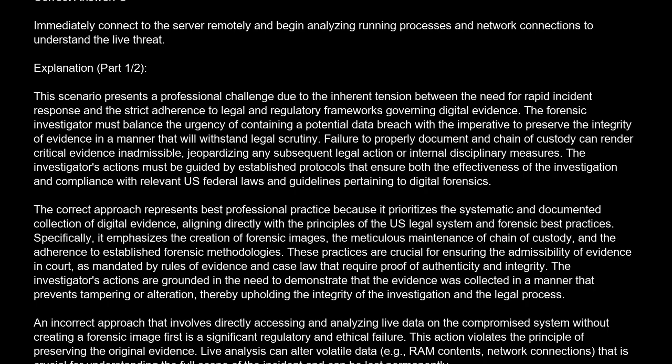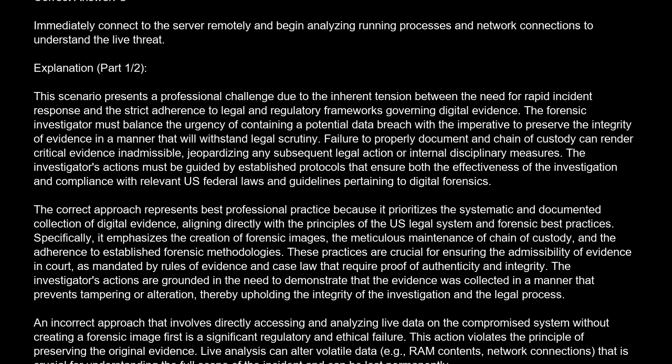the strict adherence to legal and regulatory frameworks governing digital evidence. The forensic investigator must balance the urgency of containing a potential data breach with the imperative to preserve the integrity of evidence in a manner that will withstand legal scrutiny. Failure to properly document and chain of custody can render critical evidence inadmissible, jeopardizing any subsequent legal action or internal disciplinary measures. The investigator's actions must be guided by established protocols that ensure both the effectiveness of the investigation and compliance with relevant U.S. federal laws and guidelines pertaining to digital forensics.